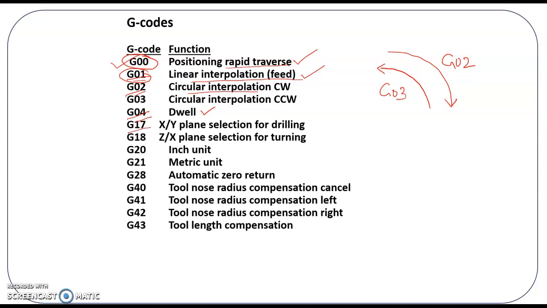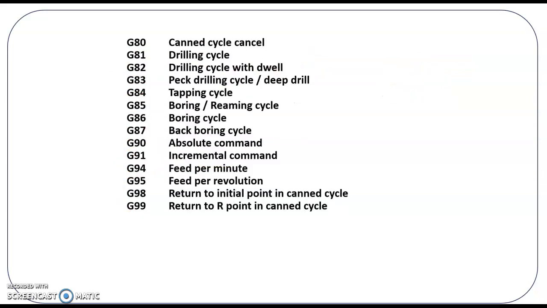G17 and G18 are rarely used, especially for drilling operations. Then another important one is G20 if we are using inch units, and G21 if we are using metric units. Initially we have to set whether we go for inch or metric units, and based on that we mention whether to use G20 or G21. Then another important one is for nose radius compensation, and that will be explained later. G82 to G87 are used for canned cycles. Different canned cycles are available, and the details of canned cycles will be discussed later.